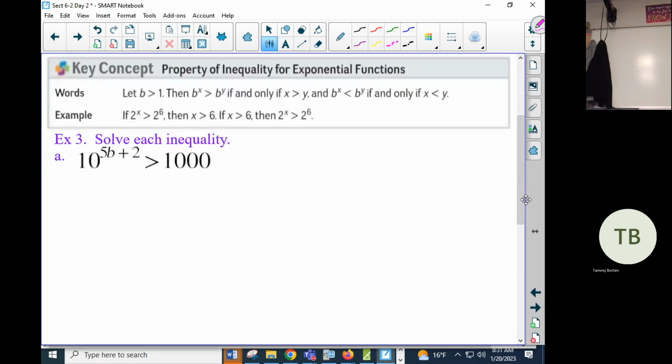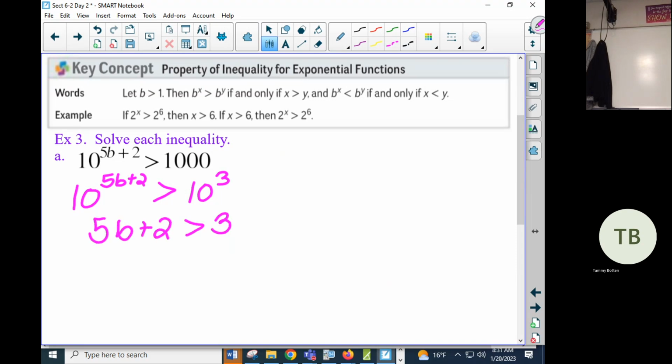Okay. So this is just going to be 10 to the 5b plus 2. I leave that sign, and this is 10 to the third power. Now we have them both to the same base. So if you remember from yesterday, when you have them to the same base, you can ignore that base and just say 5b plus 2 is greater than 3, and then you're going to solve it.